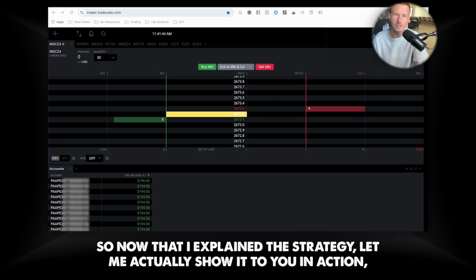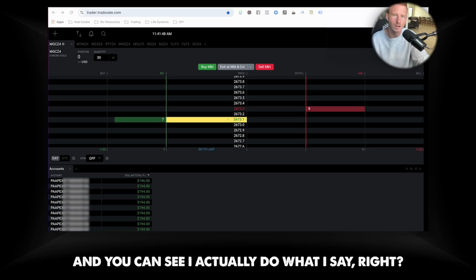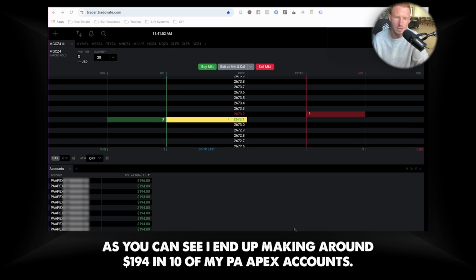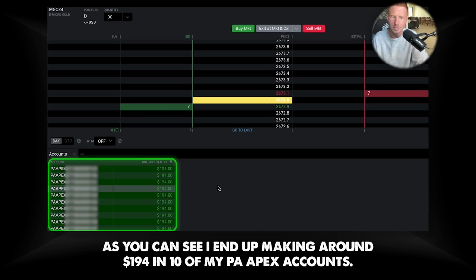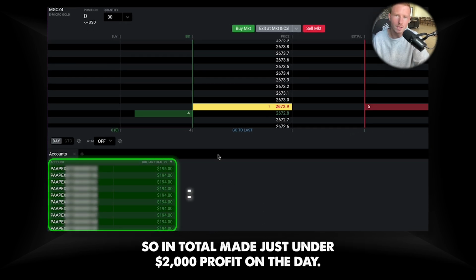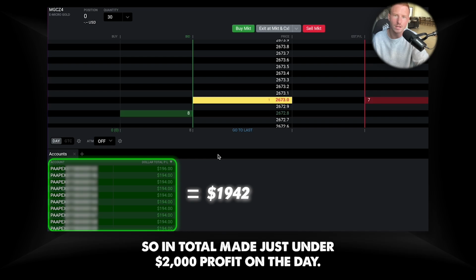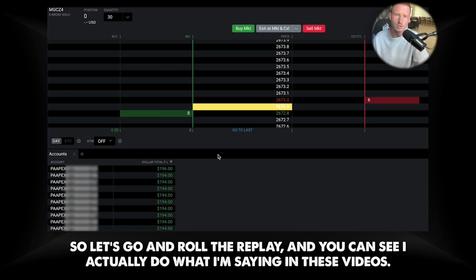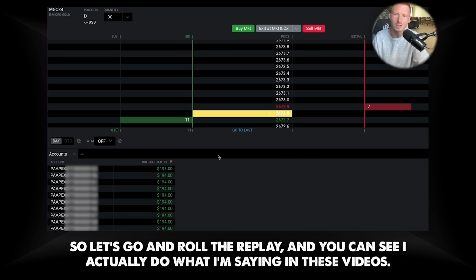So now that I explained the strategy, let me actually show it to you in action, and you can see I actually do what I say. So this is a trade I took this morning. As you can see, I'm making around 194 in 10 of my PA Apex accounts. So in total, made just under $2,000 profit on the day. Like I said, I took this trade live on Zoom. I trade live every morning. So let's go and roll the replay, and you can see I actually do what I'm saying in these videos.